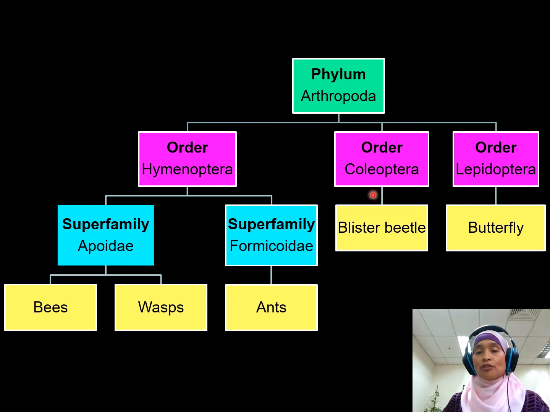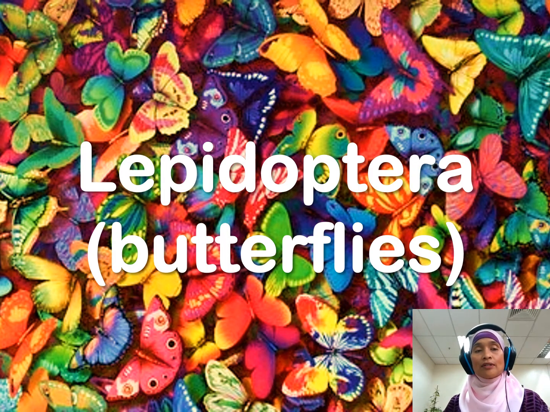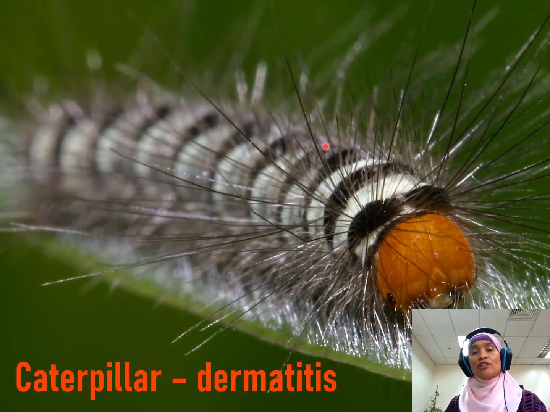For the Coleoptera, we will be talking about the blister beetles, and for the Lepidoptera we will be talking about the caterpillars. So blister beetles and caterpillars will induce contact type dermatitis, whereas bees, wasps, and ants would induce envenomation, which is the injection of toxin into humans. So let's discuss caterpillars. I hope by now you would have been exposed to caterpillars throughout your life.